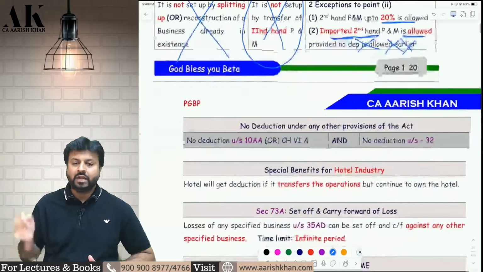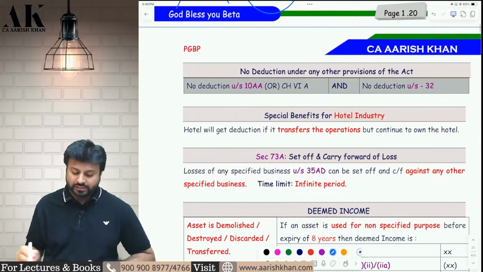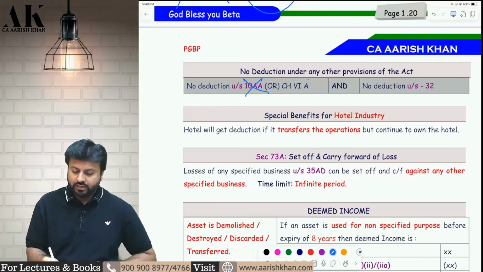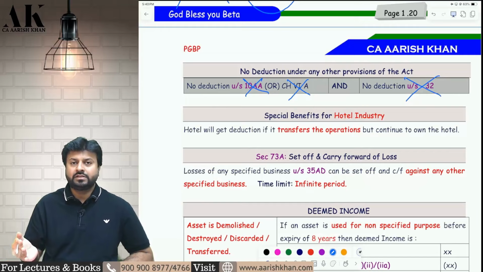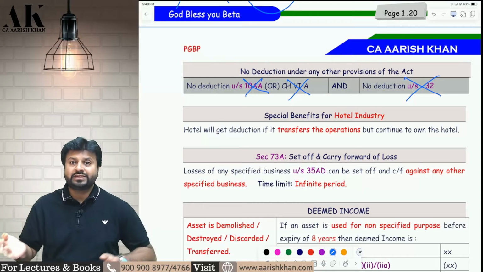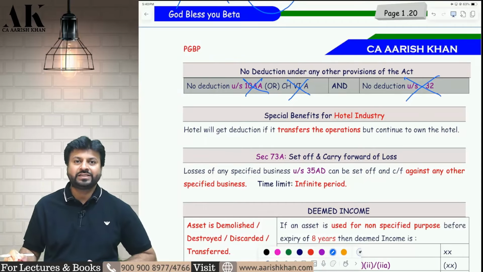Be very careful. Now, once you claim a deduction under this section, then you cannot claim any deduction under 10AA. Either you claim 35AD or 10AA. You cannot claim both of them together. You cannot claim Chapter VI-A. You cannot claim section 32 normal depreciation or additional depreciation. Already you have claimed 100% of your capital expenditure. Now on what basis will you ask for depreciation or additional depreciation? Once again, it will be duplication of the same expense.